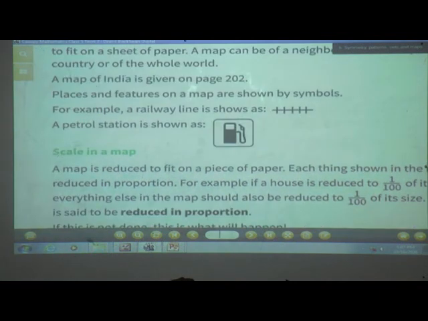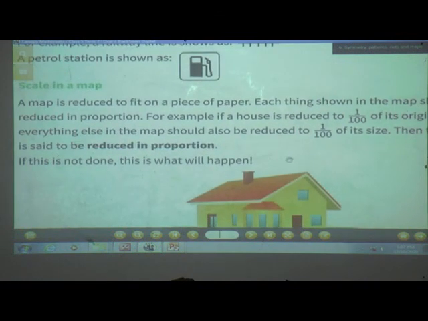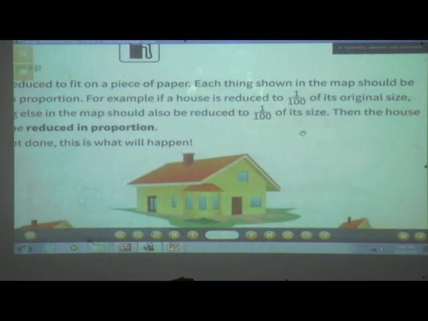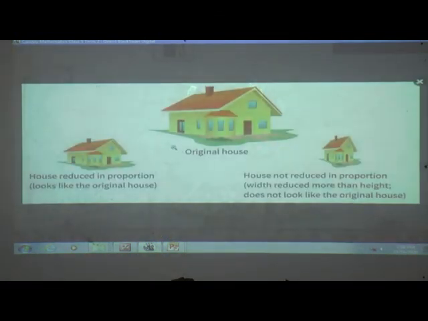Now we will see scale in a map. A map is reduced to fit on a piece of paper. Each thing shown in the map should be reduced in proportion. For example, if a house is reduced to 1/100 of its original size, everything else in the map should also be reduced to 1/100 of its size. Then the house is said to be reduced in proportion.